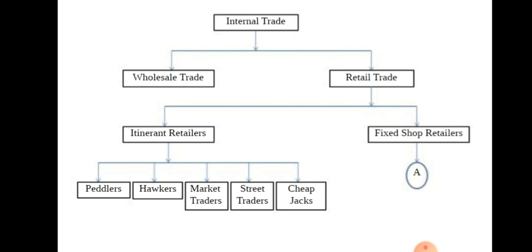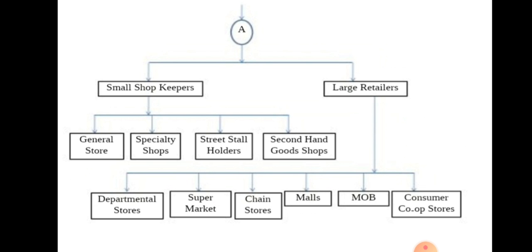Next one is fixed shop retailers. Fixed shop retailers, by the name you can say that the type of retailer which is having a fixed shop to sell their things is known as fixed shop retailers. These retailers are those persons who have a well established shop, and these shops may differ with regard to their size and scale of business. These retailers normally deal in specific kinds of goods. Fixed shop retailers you can classify into two categories, that is small shopkeepers and large retailers.